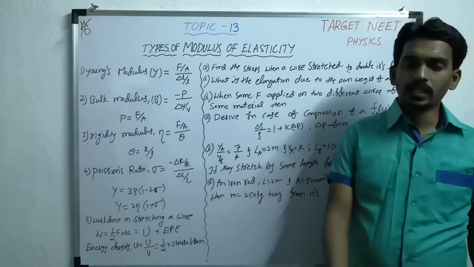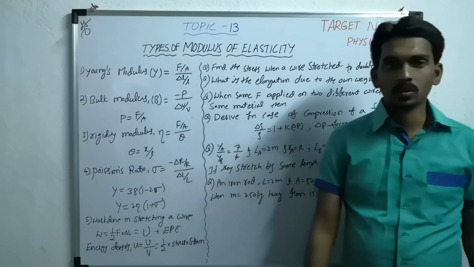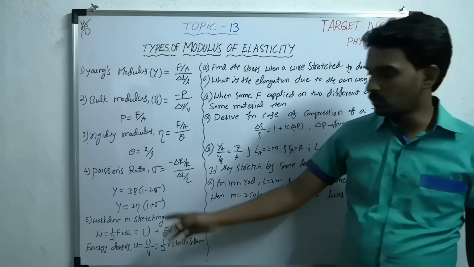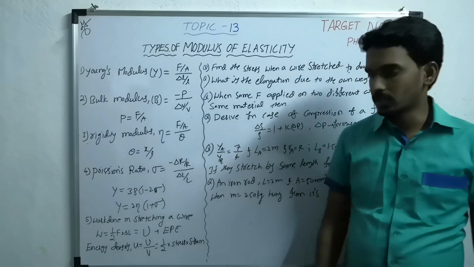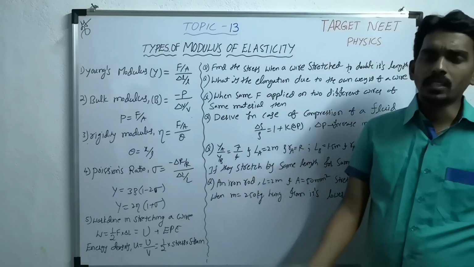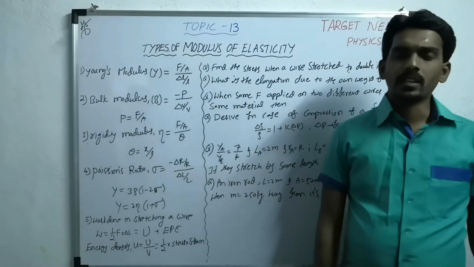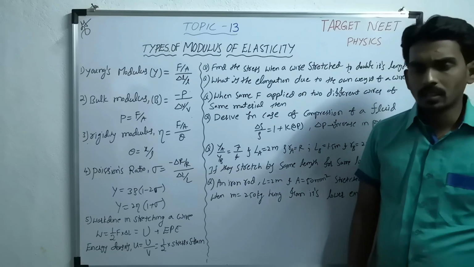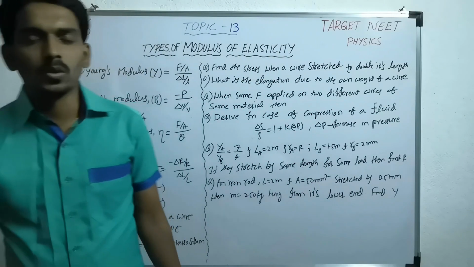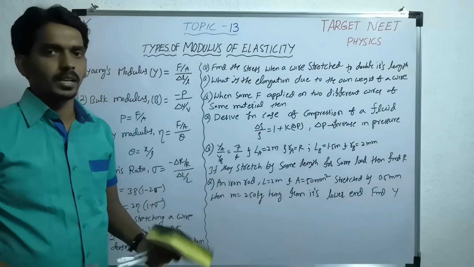And there also you will derive one relation between all these four quantities, that is Y equal to 3K times 1 minus 2 sigma, Y equal to 2 eta times 1 plus sigma. And when you consider the entrance point, most of the time they will ask questions based on Young's modulus, where very frequently they will ask questions based on the energy stored in a stretching wire, that is nothing but elastic potential energy.